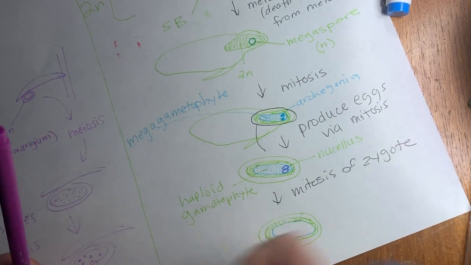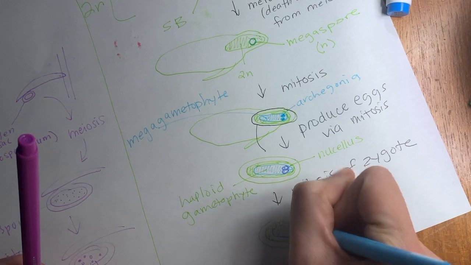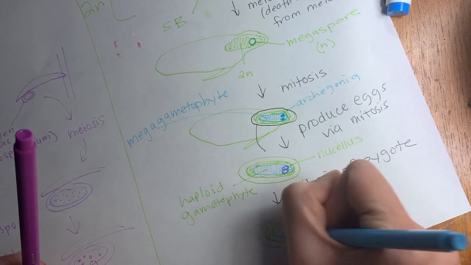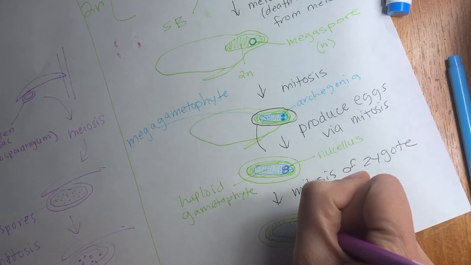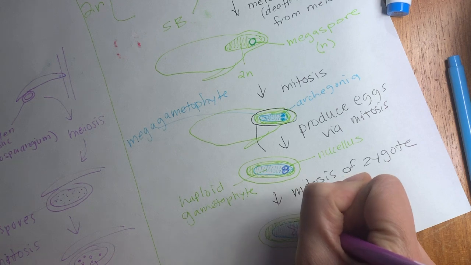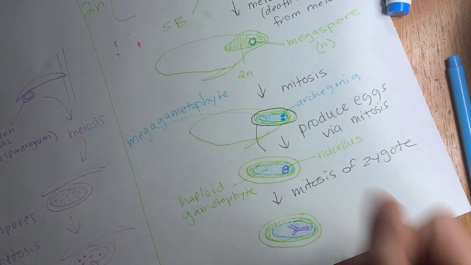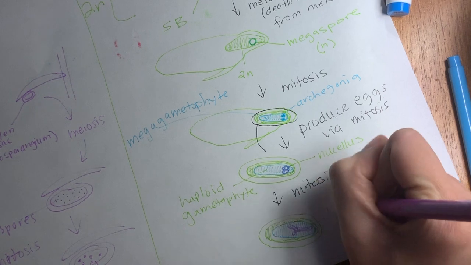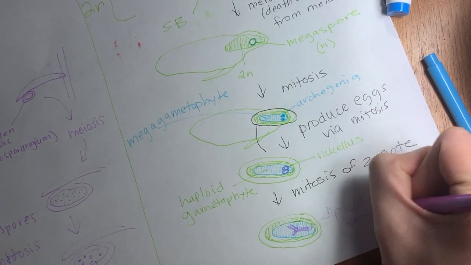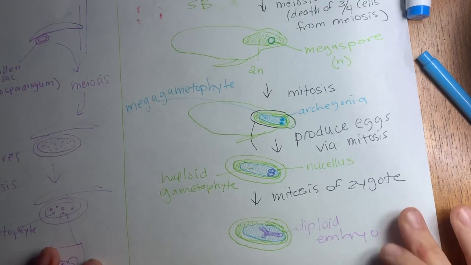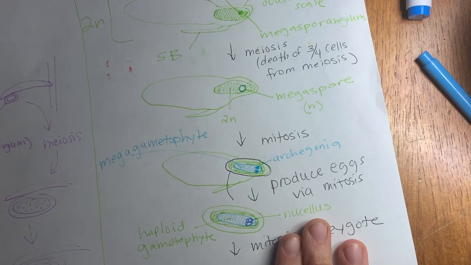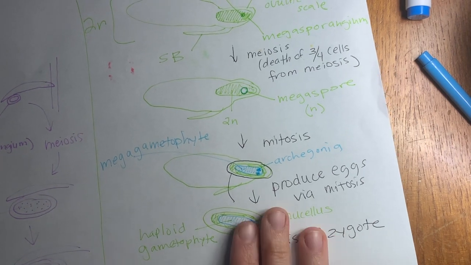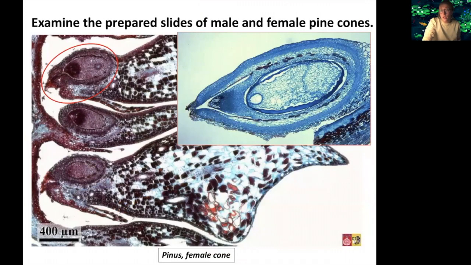And then we will have haploid megagametophyte tissue, inside of which you will have an embryo, a diploid embryo, right? Okay, so hopefully this will be helpful when we are looking at cross sections of the female ovuliferous scale.